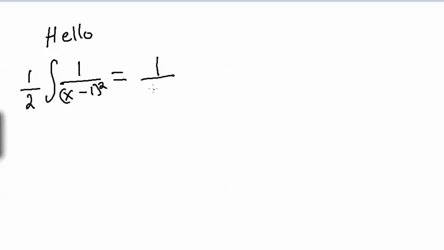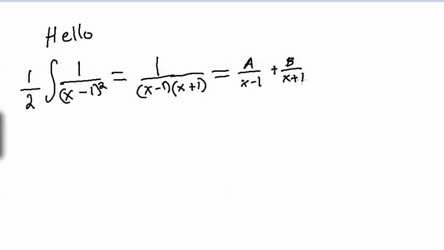Into 1 over x minus 1 times x plus 1 equals a over x minus 1 plus b over x plus 1.